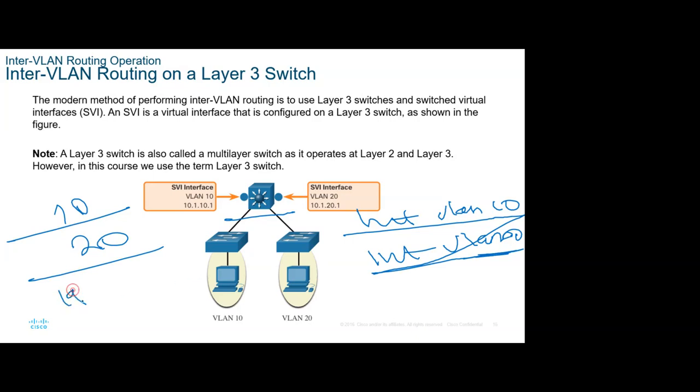So let's assume that this side is 192.168.10.0, and then this side is 192.168.20.0. As you're assigning interface VLAN 10, pick an IP address from this VLAN and assign it there. Still do the same for interface VLAN 20: pick an IP address from this one and assign it here. Okay? That is after you've created the VLANs. See? Okay?